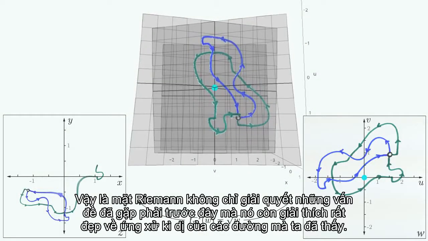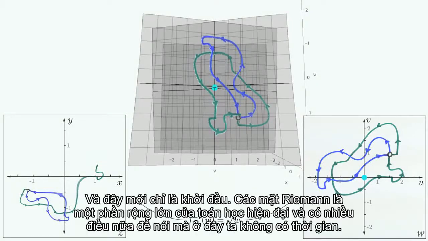So our Riemann surface not only fixes the troubles we ran into earlier, but beautifully explains the strange path behavior we saw. And this is just the beginning. Riemann surfaces are a huge part of modern mathematics, and there's way more to say than we have time for here.